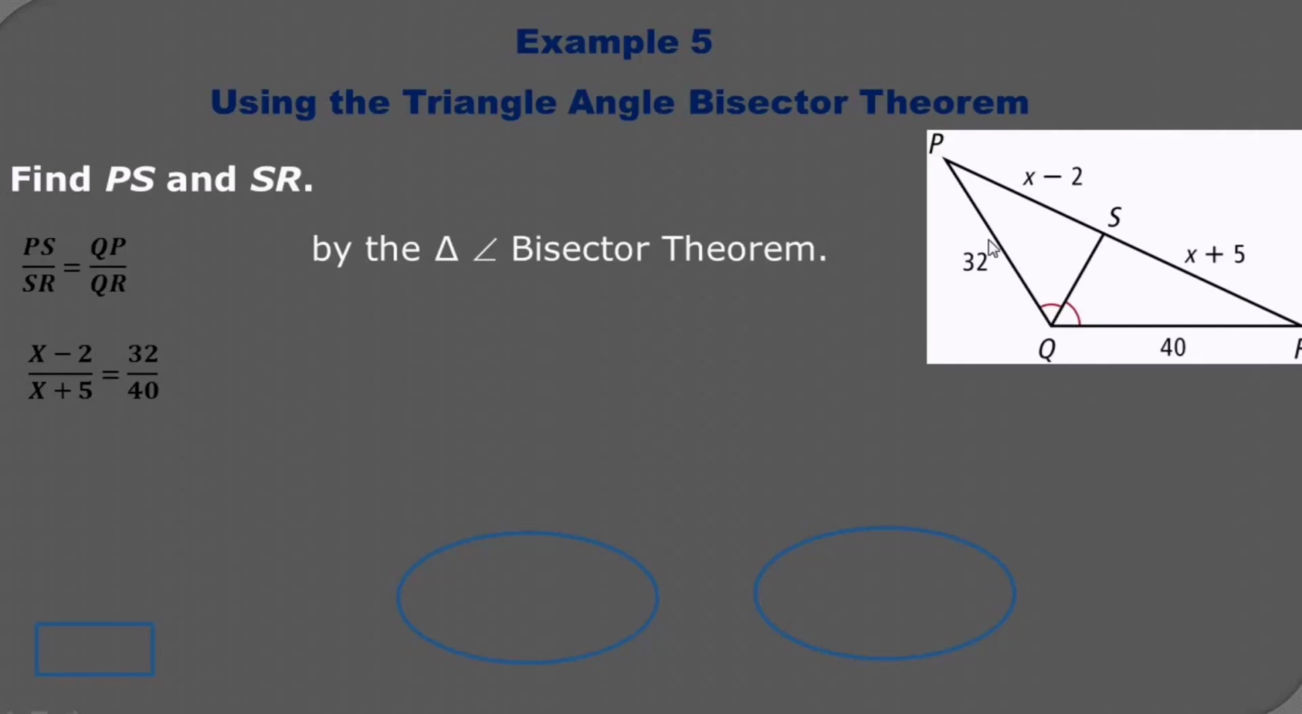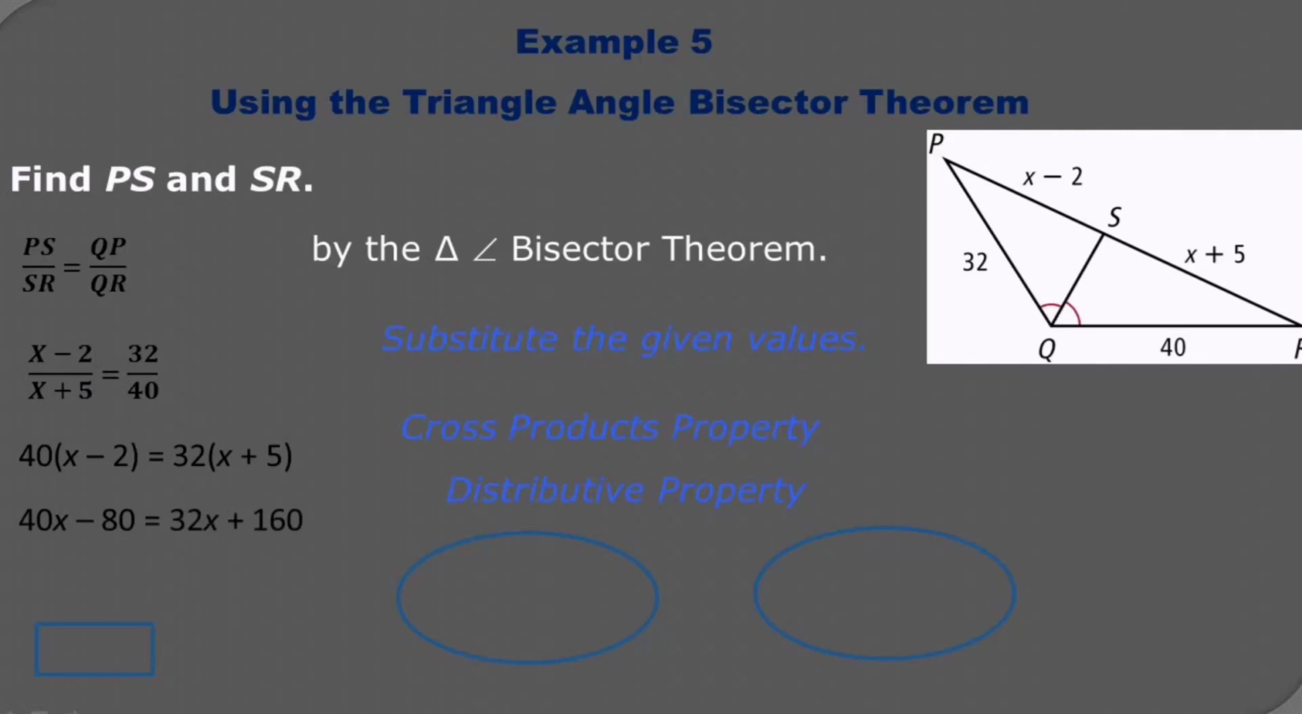According to the angle bisector theorem, PS over SR equals PQ over QR. By substituting, I remove each side name and write the length. PS equals x minus 2 over SR equals x plus 5, equals QP equals 32 over QR equals 40. Cross multiplication, so 40 multiplied by x minus 2 equals 32 multiplied by x plus 5.